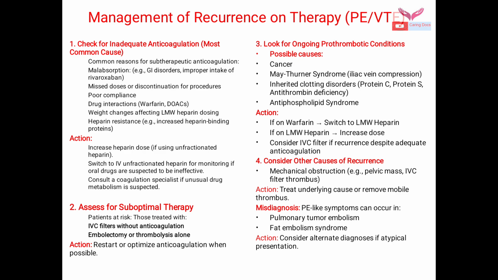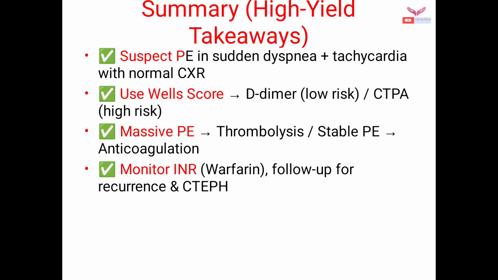We should consider that other causes of recurrences are mechanical obstruction, for example, pelvic mass, IVC filter thrombus. Action is to treat the underlying cause and remove mobile thrombus. If there is misdiagnosis, PE-like symptoms occur in pulmonary tumor embolism and fat embolism. We should consider an alternate diagnosis if atypical presentation is there.